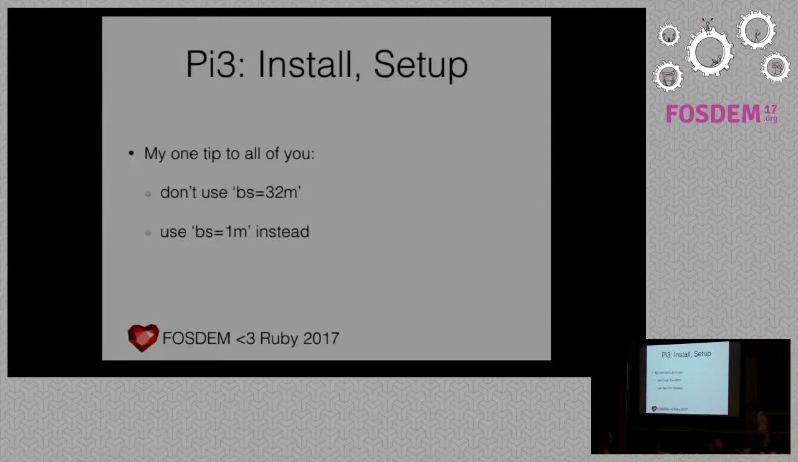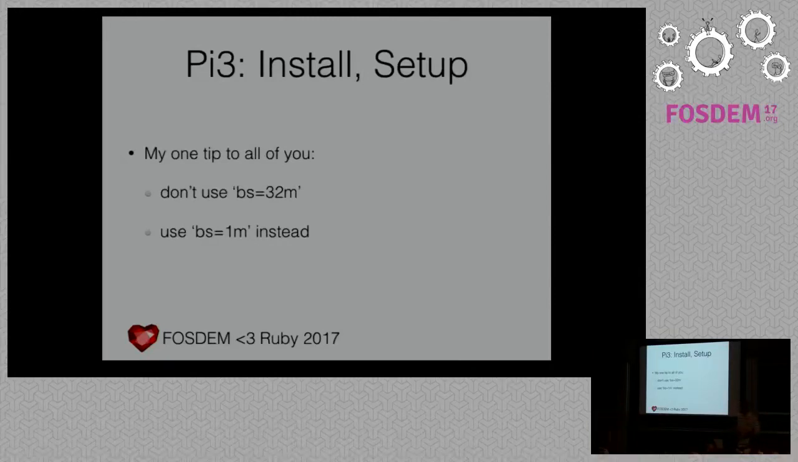So if you ever start working with Raspberry Pi for the first time because you came here and listened to me, this is what I want you guys to remember. My tip to you: as soon as you start installing OSs, I'm talking about Linux, not Windows, you end up executing a couple of commands that will have some of these options. One of them is bs equals 32m, and the other one is bs equals 1m.